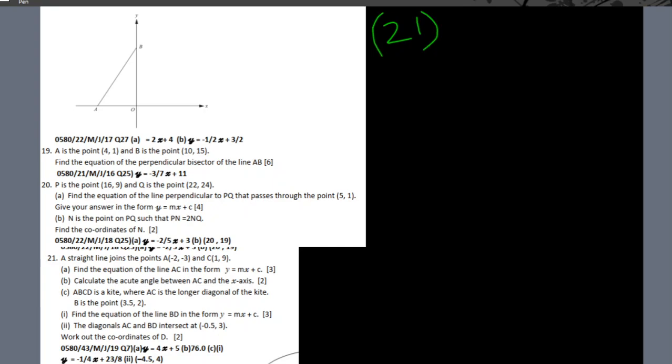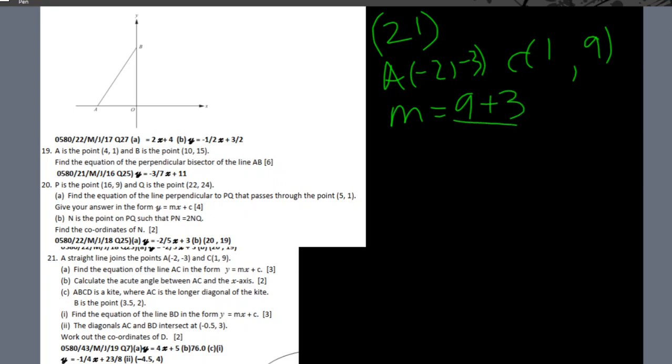A straight line joins point A (-2, -3) and C (1, 9). Find the equation of line AC in the form y = mx + c. So simply find m first: y2 minus y1 over x2 minus x1, so (9 + 3) over (1 + 2). This becomes 12 over 3, which is 4, and y = 4x + c.